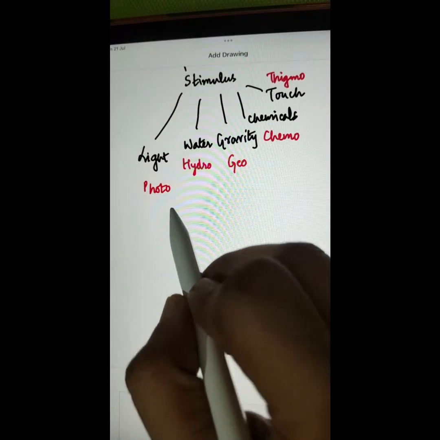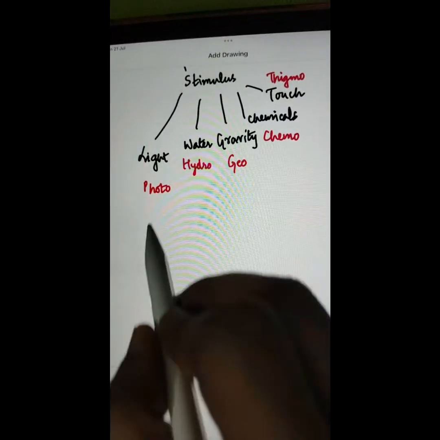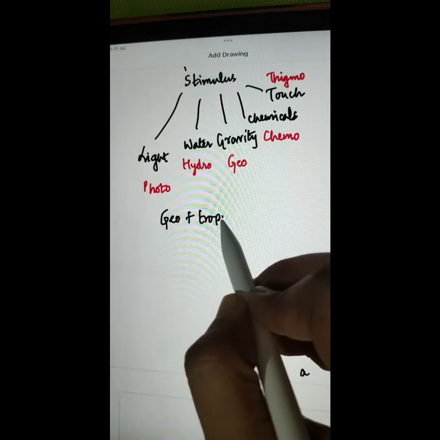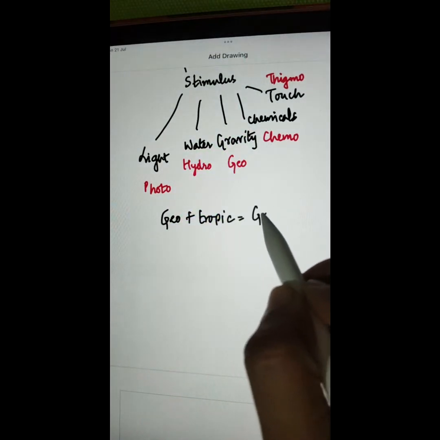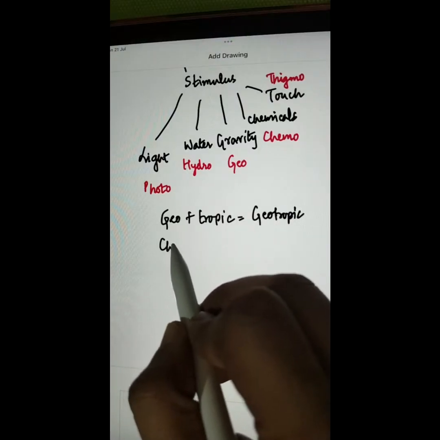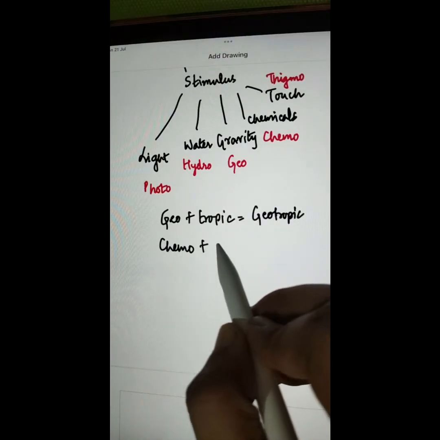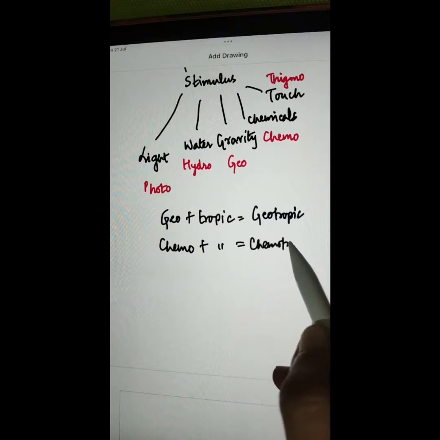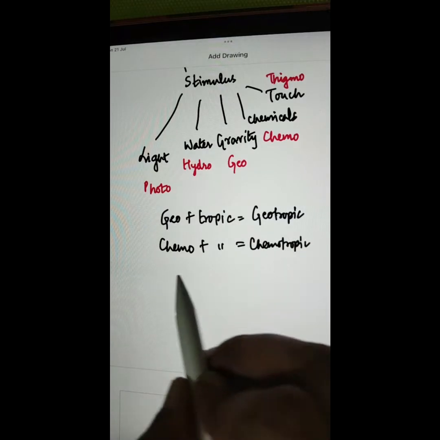If we add geo with tropic, the movement will be named as geotropic movement. Chemo along with tropic will become chemotropic movement.